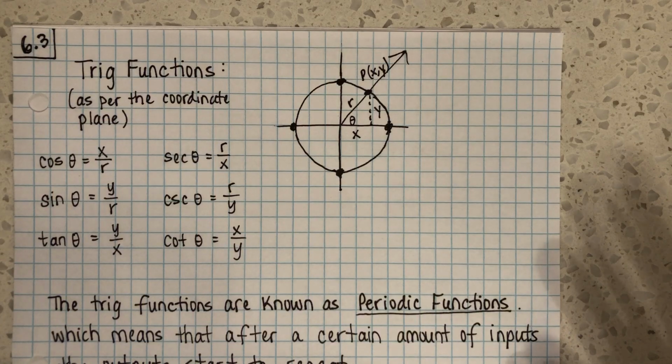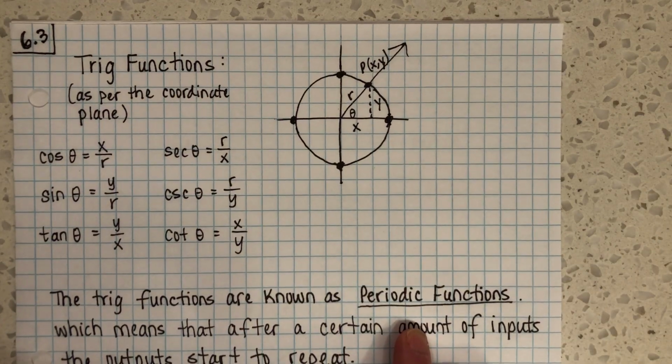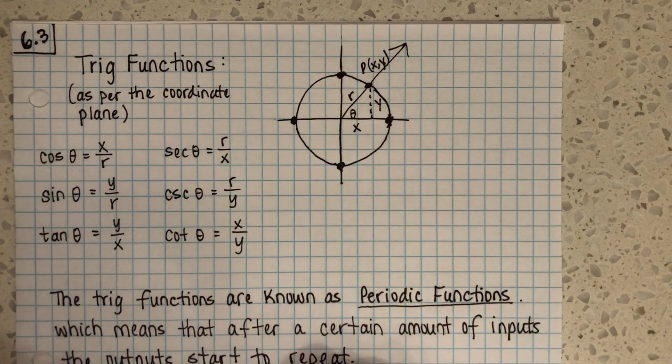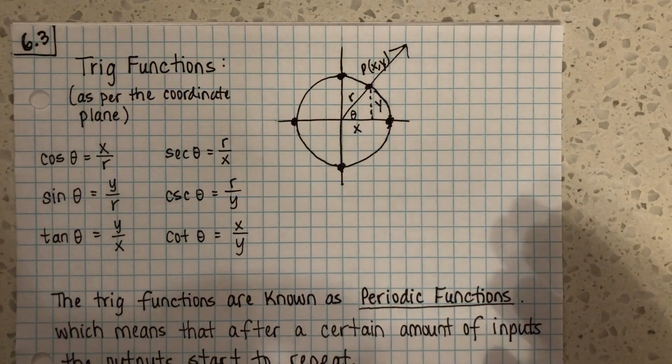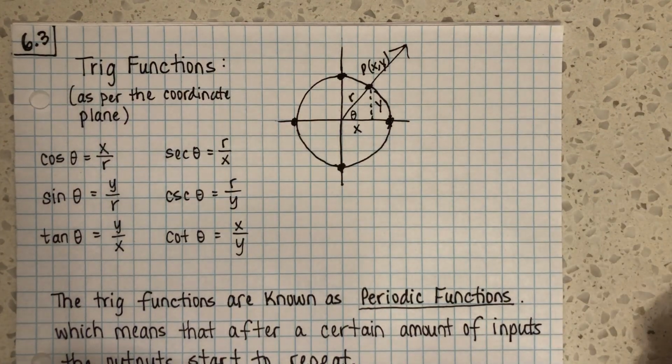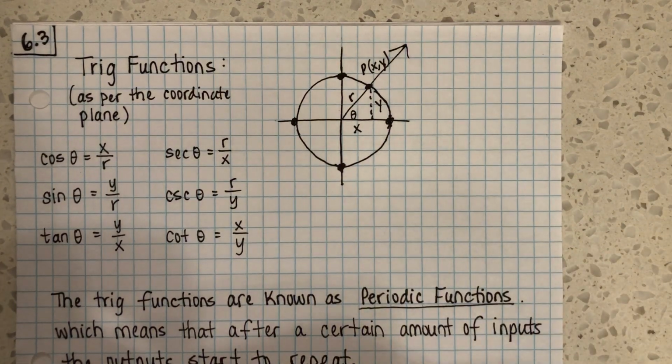I need you guys to understand that the trig functions are known as periodic functions, which means that after a certain amount of inputs, the outputs start to repeat. The amount of time it takes to repeat is called the period. The problem is that some trig functions start to repeat outputs faster than other trig functions. So a couple of trig functions will have different periods than the other trig functions.